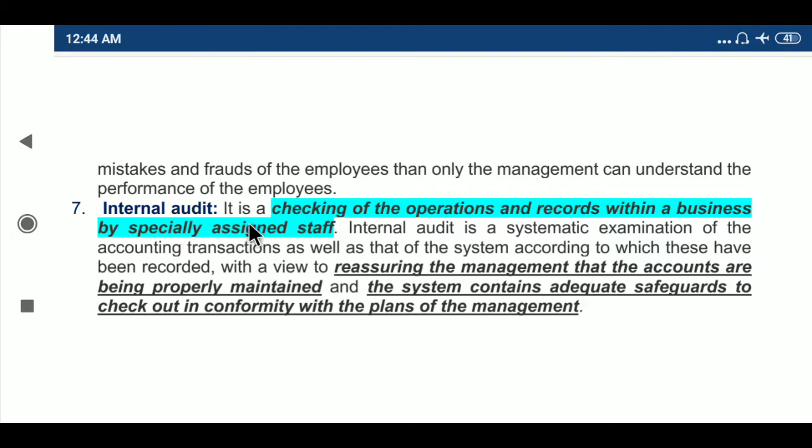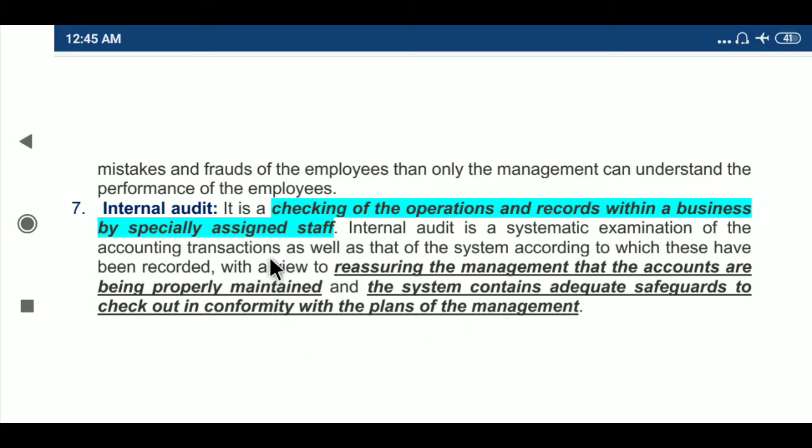Seventh one, internal audit. It is a checking of the operations and records within a business by specially assigned staff. Internal audit is a systematic examination of the accounting transactions as well as that of the system according to which these have been recorded, with a view to reassuring the management that the accounts are being properly maintained and the system contains adequate safeguards to check out in conformity with the plans of the management.